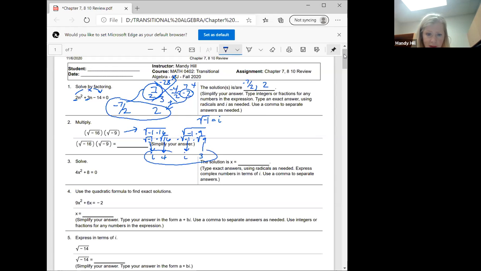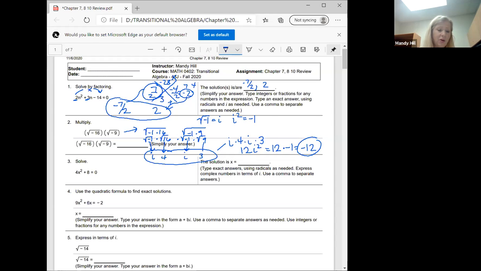So we put all that together, we would have i times 4 times i times 3. Well, 4 times 3 is 12. i times i is i squared. So you're also going to need to remember that i squared is the same as -1. So this really means 12 times -1, which is -12. Okay, that's going to be the answer for that.